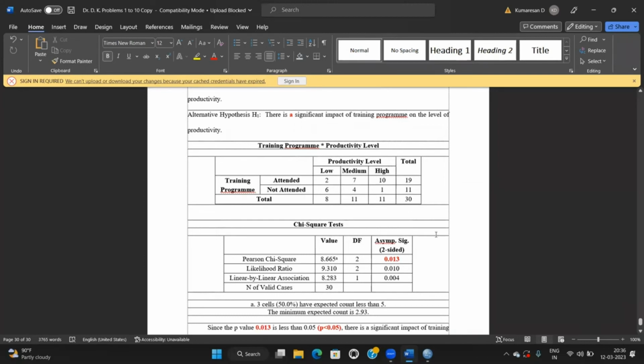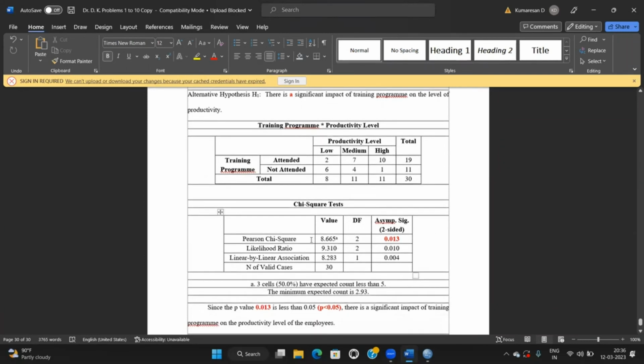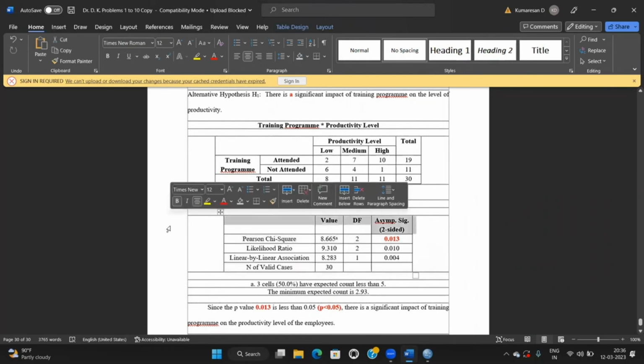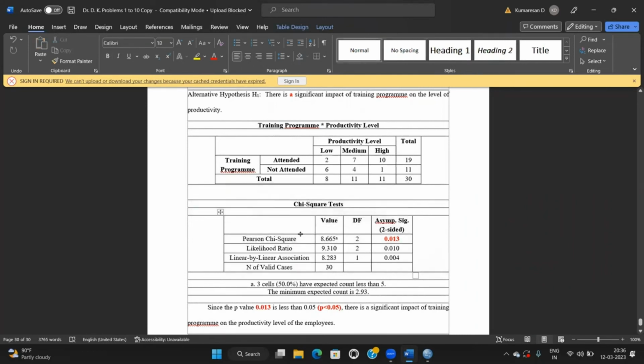Here also, we have chi-square value, likelihood ratio, linear by linear association, and number of valid cases. As usual, we have to take the Pearson's chi-square p-value. P-value is 0.013. What is the level of significance? Level of significance is 0.05.